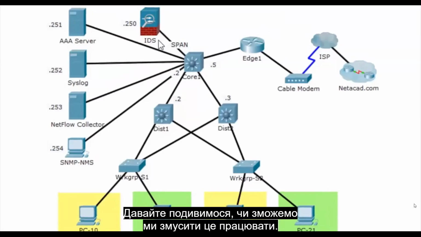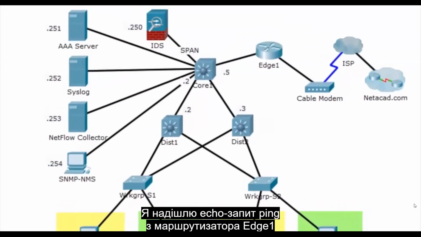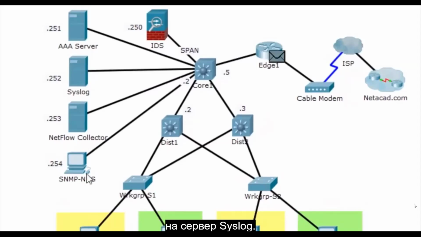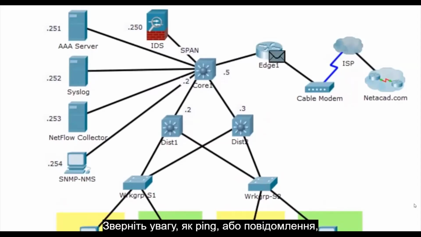Let's see if we can get this working. I'll send a ping echo request from the Edge 1 router to the syslog server. Notice how the ping or message is duplicated and sent to the IDS as well.